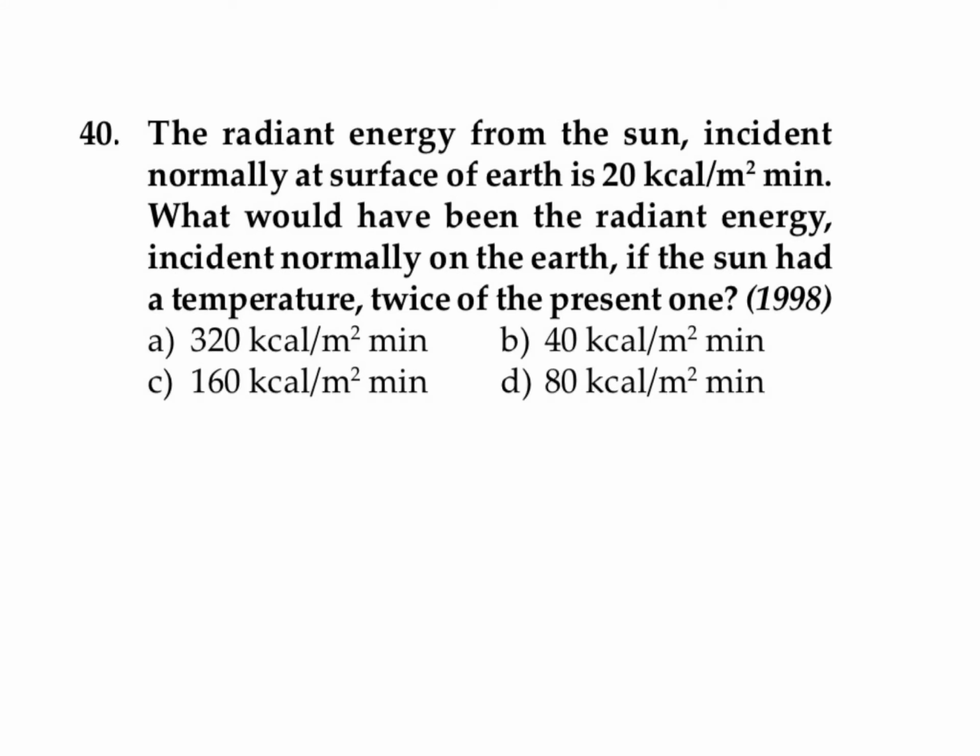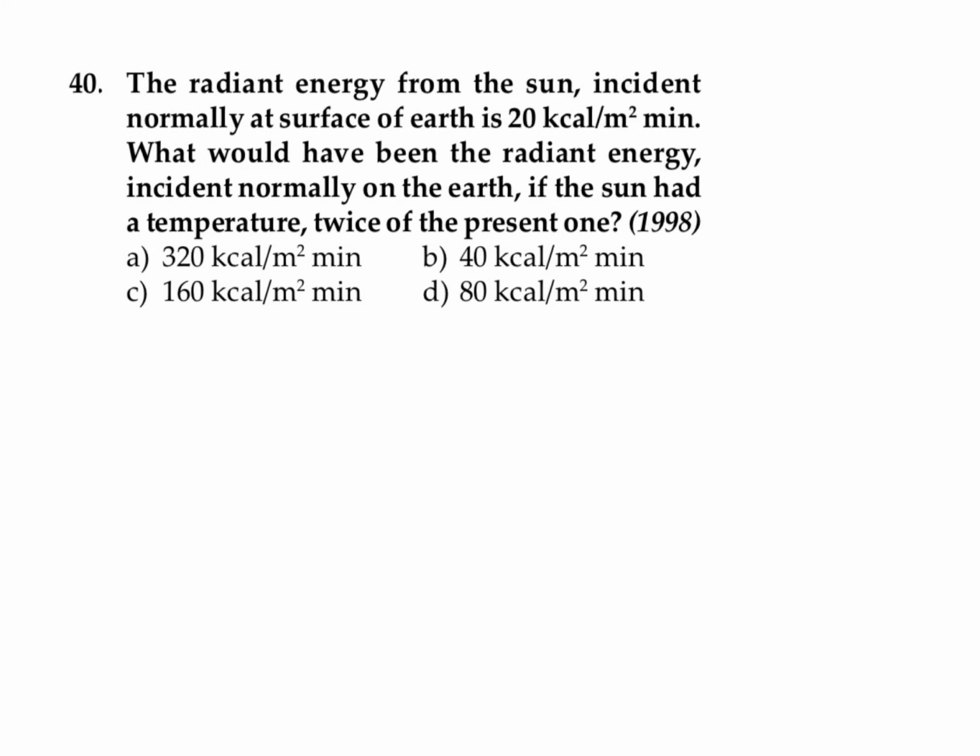It is given that the radiant energy from the sun incident normally at the surface of earth is 20 kilocalorie per meter square per minute. So the value of intensity of radiation, which is energy per unit time per unit area, is given as nothing but 20 kilocalorie per meter square per minute. What would have been the radiant energy incident normally on earth if the sun had a temperature twice the present one?